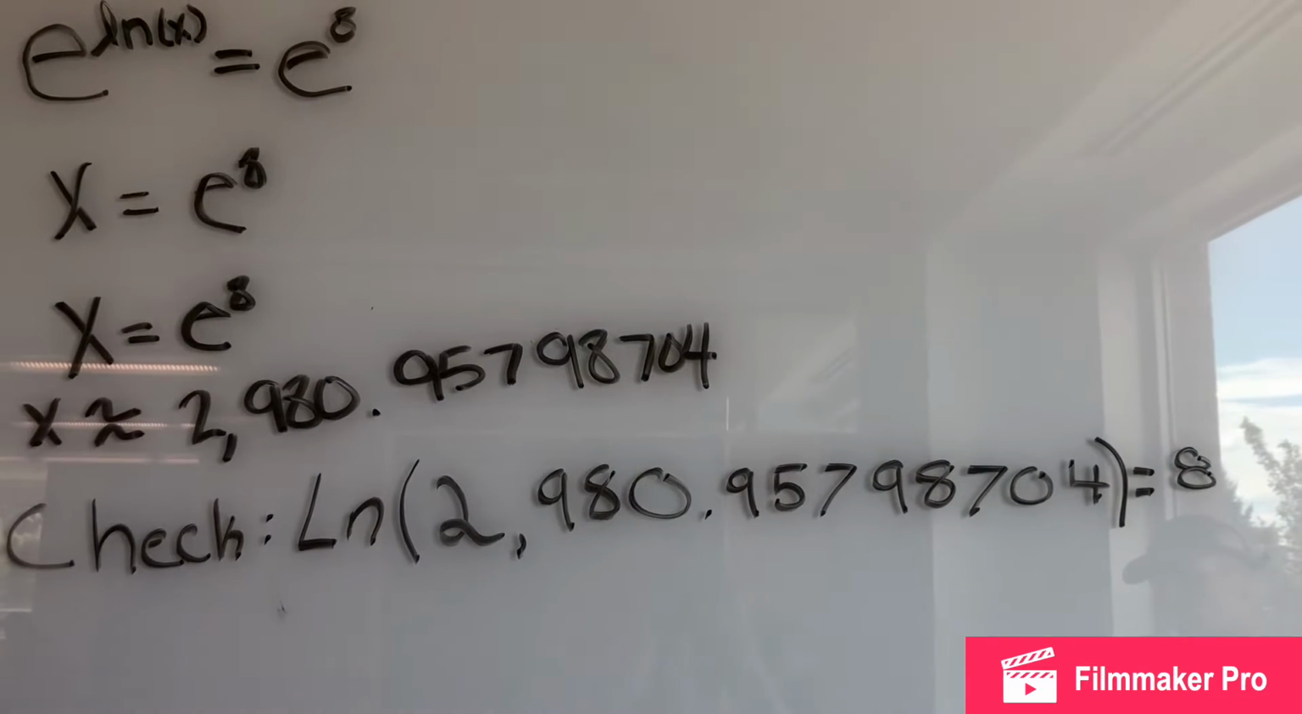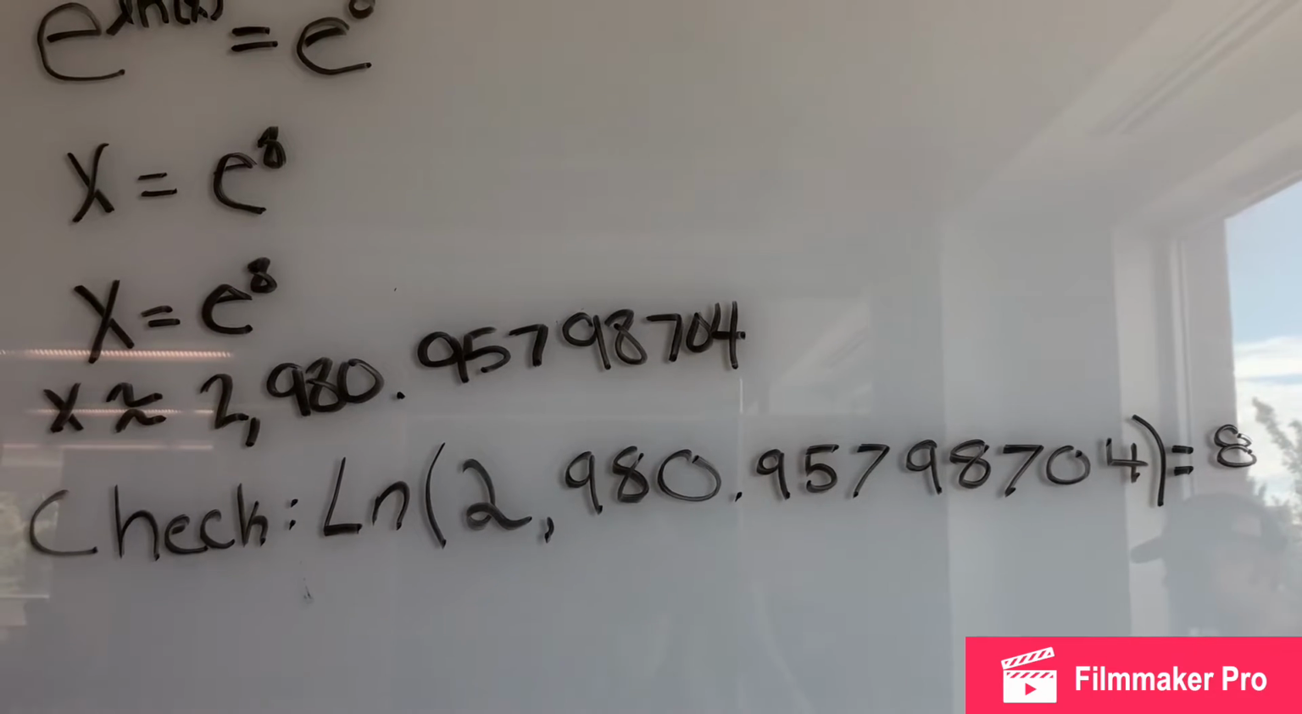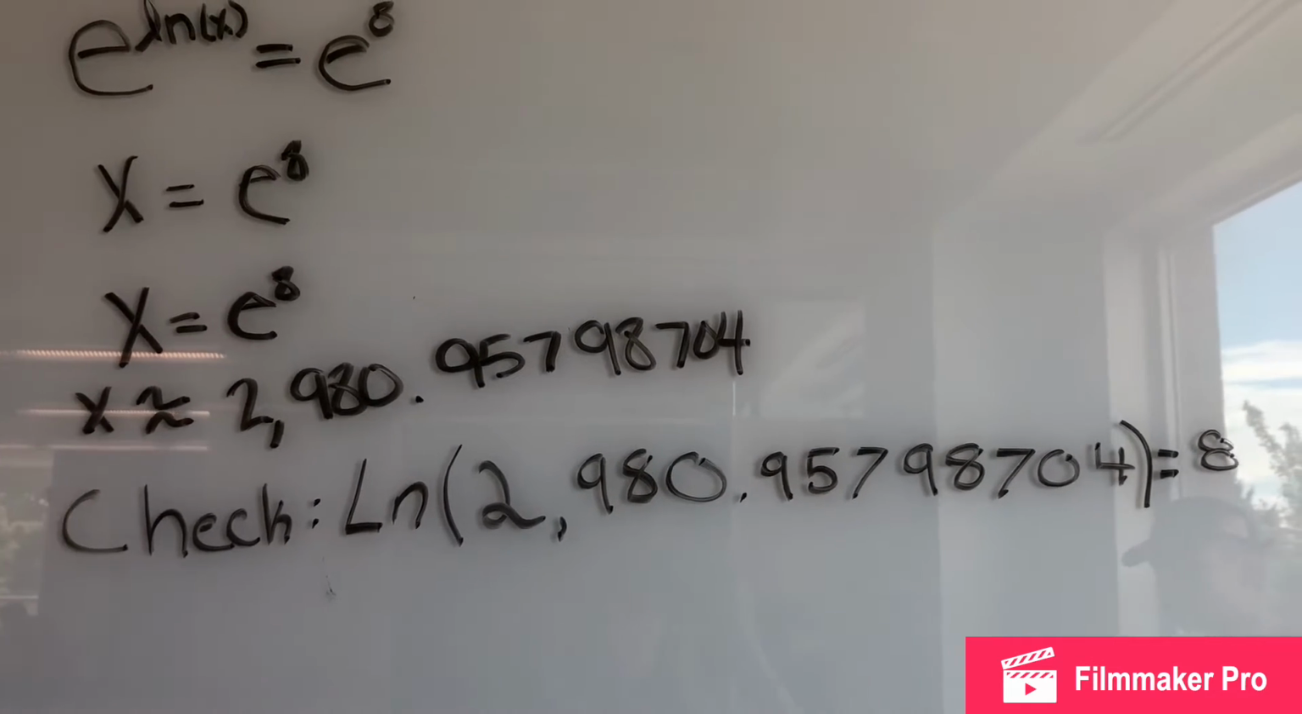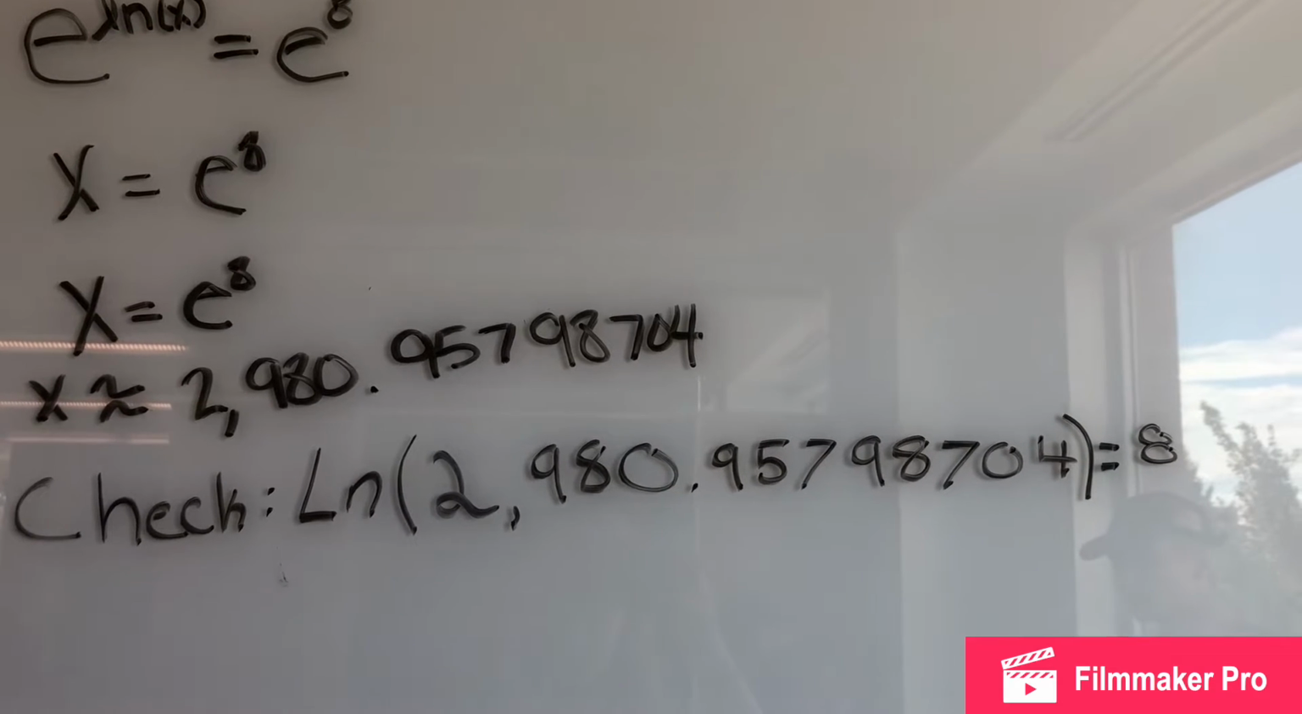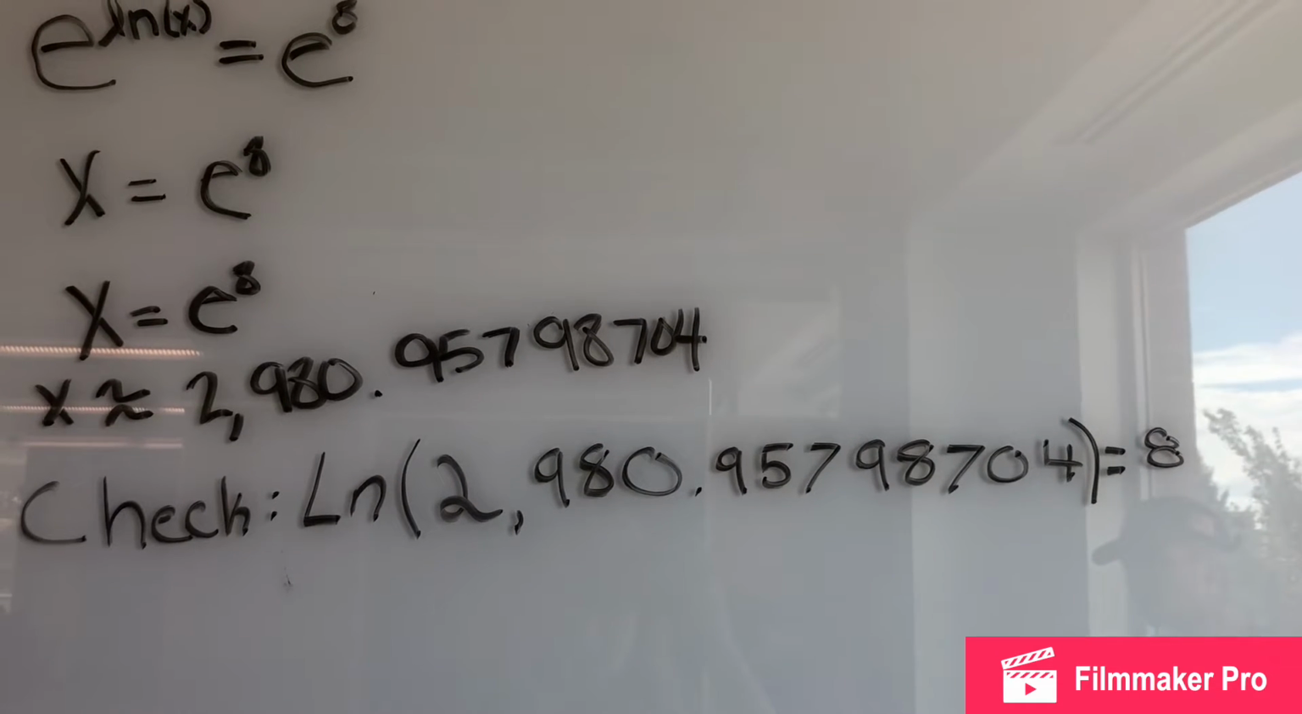For example, if natural log of 2,980.957 equals 8, you are correct. It does, and you are correct. So that's how you solve a logarithmic function and check your answers for accuracy.